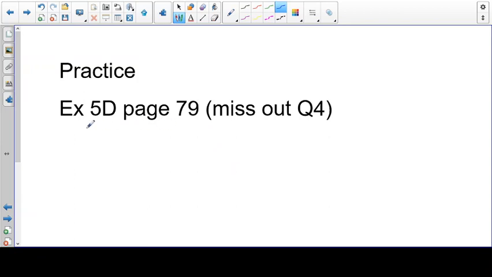Tree diagram practice, exercise 5D. This is also from the Year 1 textbook. Miss out question 4 because it's got something in there that I've not done yet.